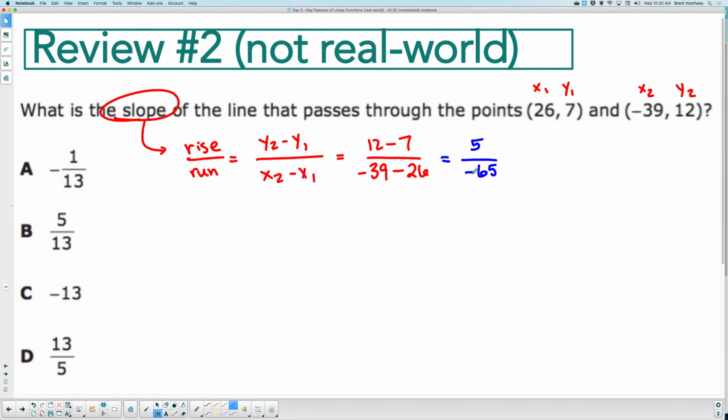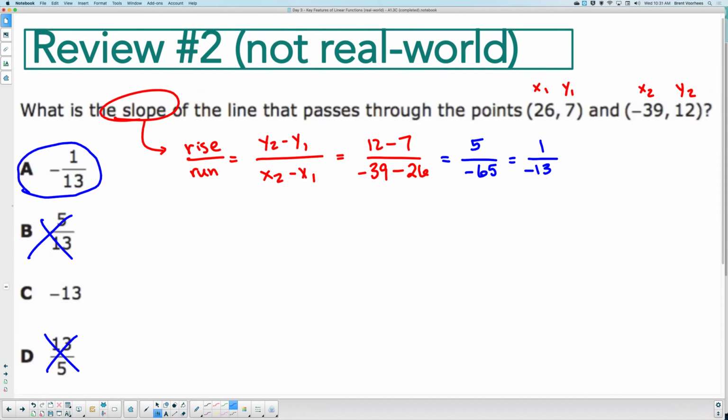Now, based off that, you can actually eliminate 2 answer choices. Is this going to be a positive answer or a negative answer? Negative. It has to be a negative answer. And not only that, it's going to be A because the bigger number is in the bottom. 5 goes into both of those. 5 goes into 5 one time, and it goes into negative 65 negative 13 times. So the answer is A.